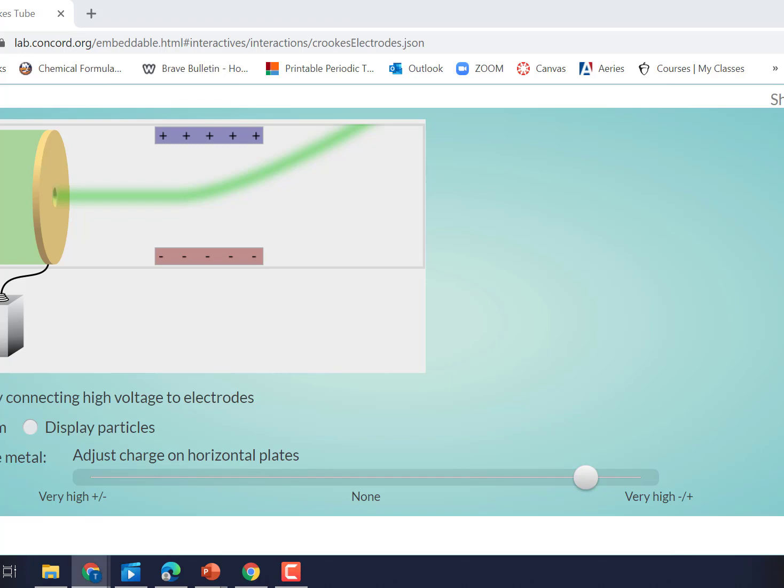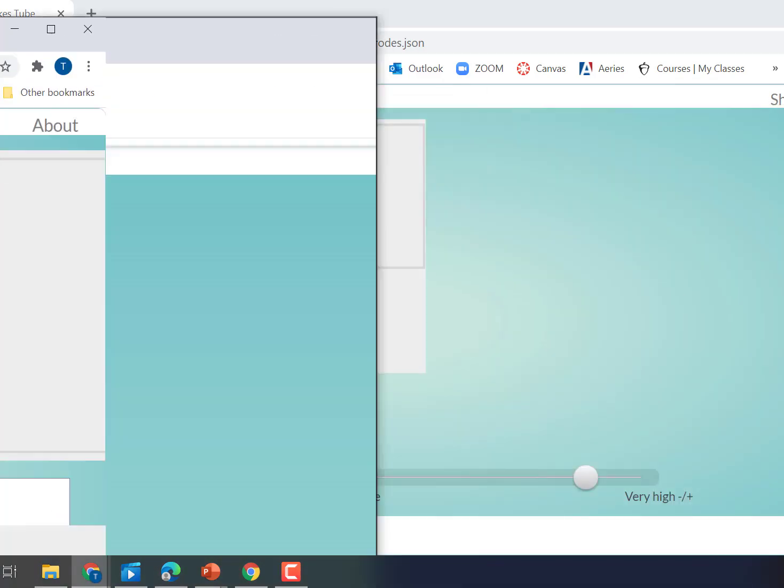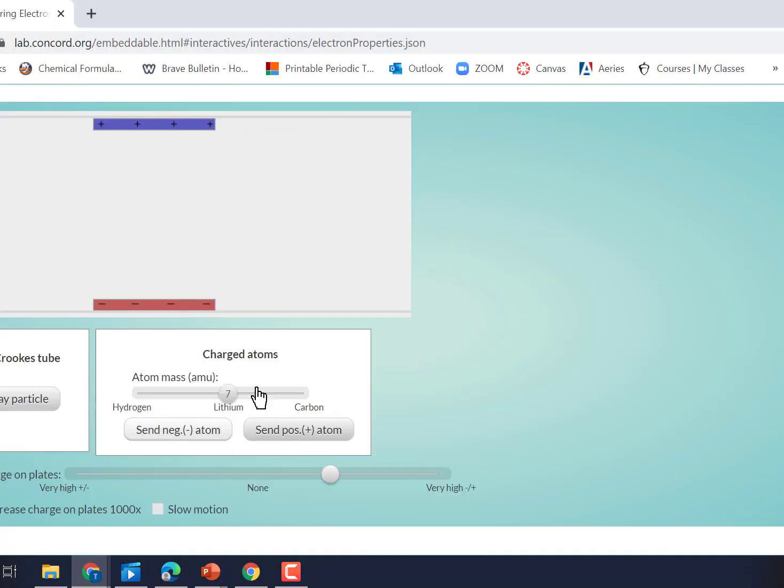Drag it over there. Okay? So, same type of thing. You send a cathode ray particle, and it moved towards the positive, because it had a charge. If I turn the charge on very high, it turns more.